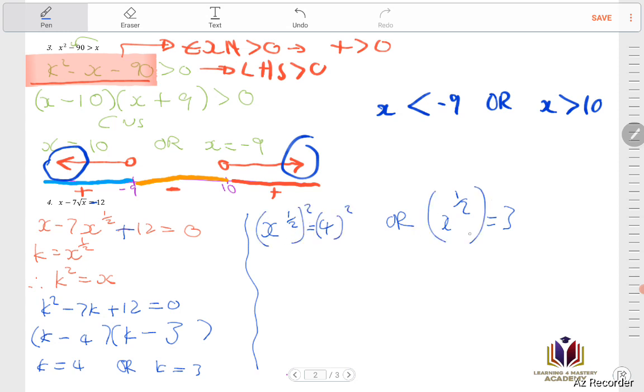This side we do the same thing, square both sides. The squared will cancel the half. You have x equals 16 here, or this cancels that, x equals 9.